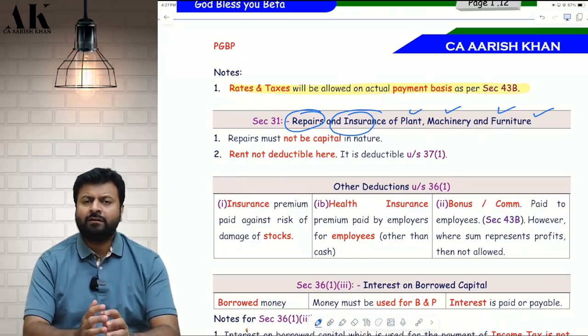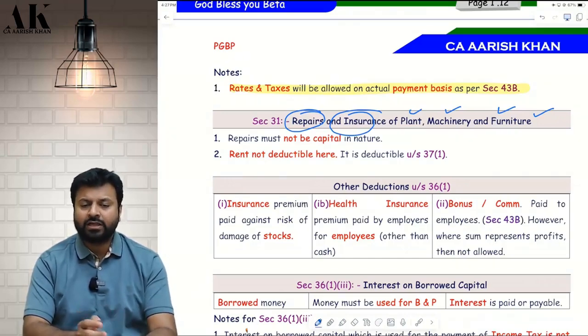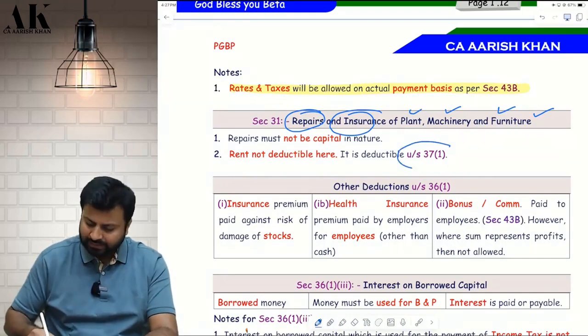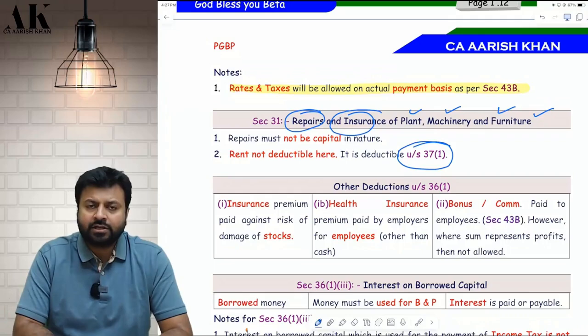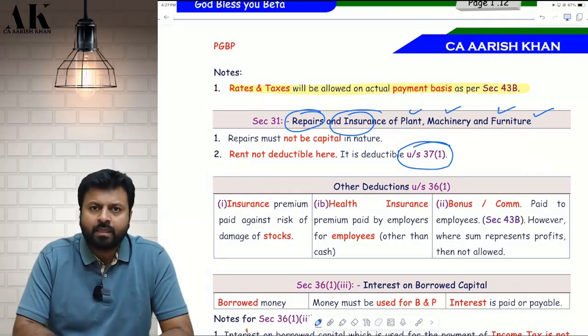Then what about rent of plant, machinery and furniture? You may get the deduction under 37(1). What is 37(1)? That is under which section? Under the general deduction. Are you clear? Please tell me. So for rent, you can claim the deduction under section 37(1). General deduction, you can claim, there is no harm in that, okay? But in this section, you are not going to get, okay?